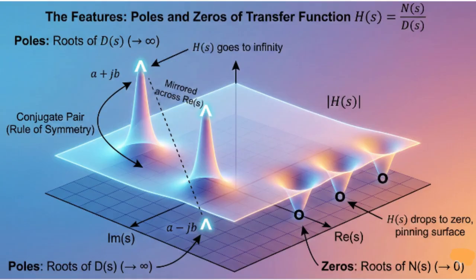The rule of symmetry. For physical systems with real coefficients, complex poles always come in conjugate pairs. This means if there is a peak at s equals a plus jb, there must be an identical peak at s equals a minus jb, mirrored across the real part of s axis.